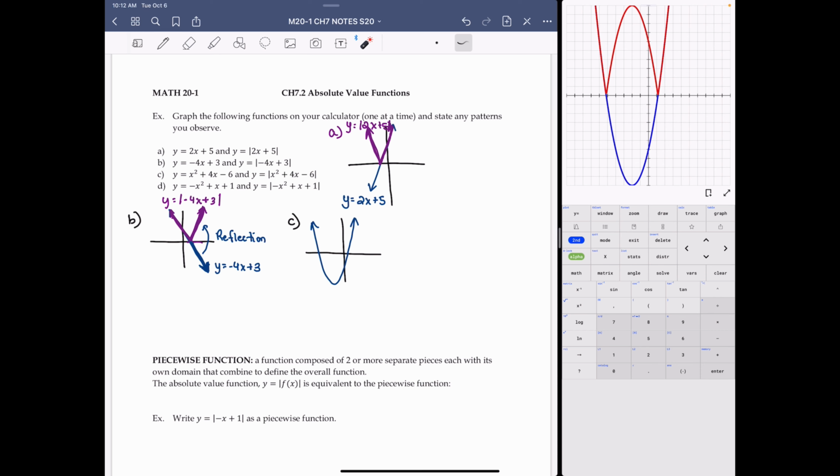It is reflected up, so the two parts that were positive y values stay the same, and the part that was below the x-axis that had negative y values gets reflected up into the positive y values, so reflected across the x-axis. This part is y equals absolute value of x squared plus 4x minus 6, and the quadratic was y equals x squared plus 4x minus 6. Last one.